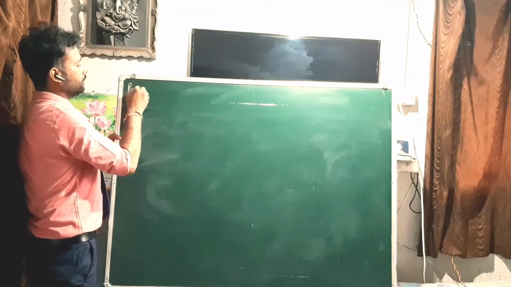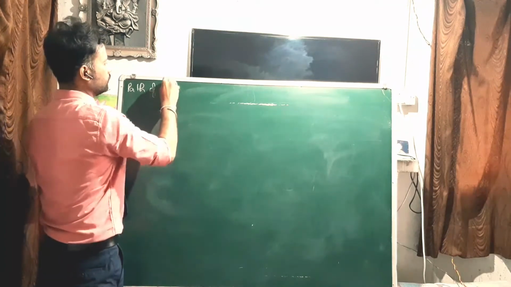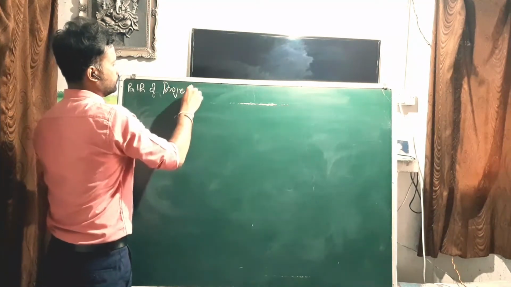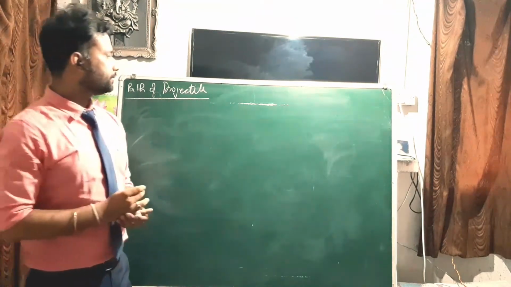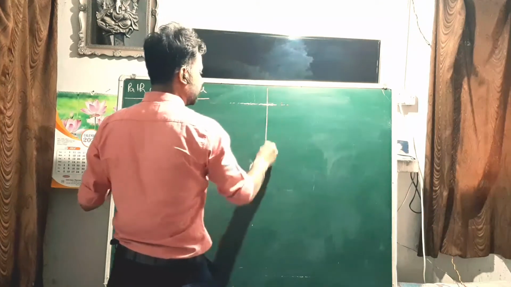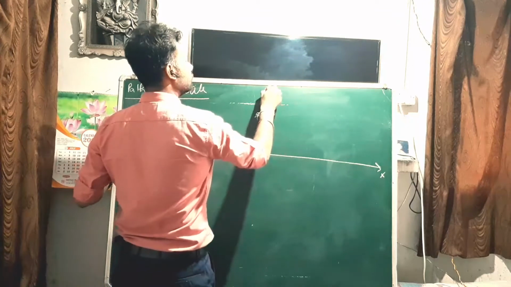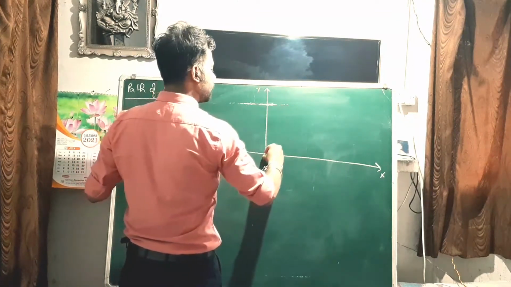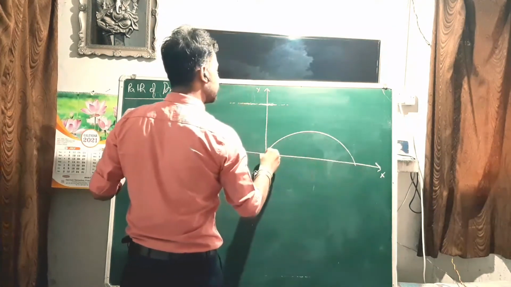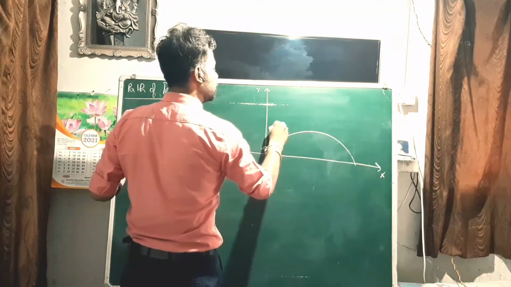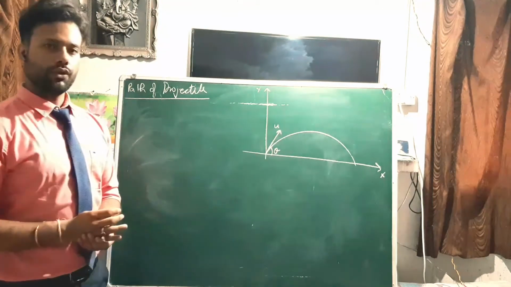Path of projectile. Consider an XY plane, and you project a body with initial velocity u at an angle theta with the horizontal.